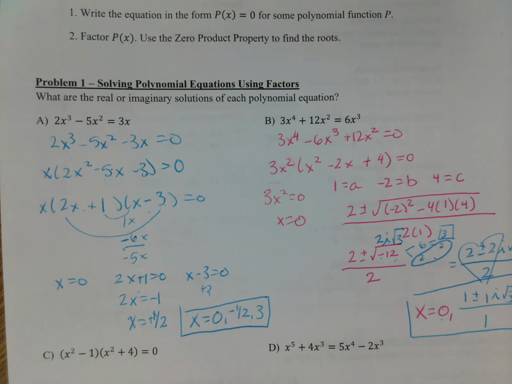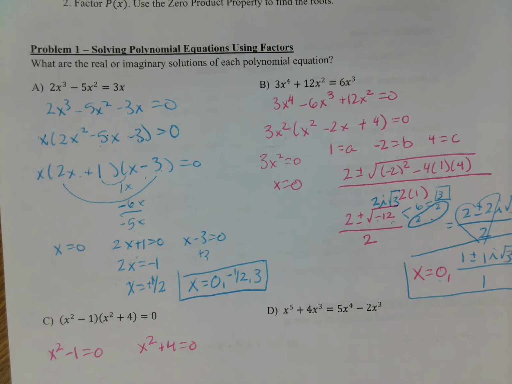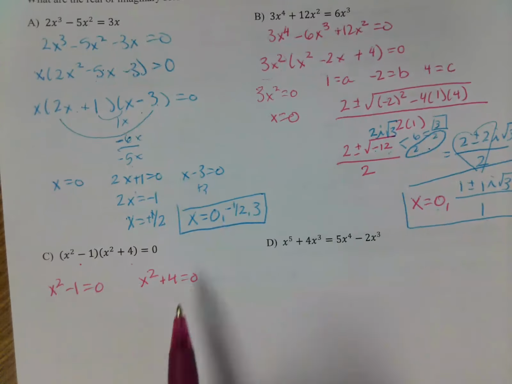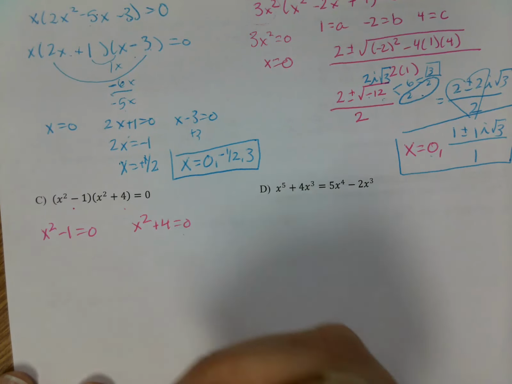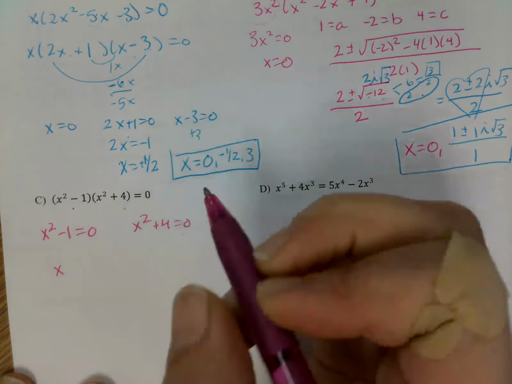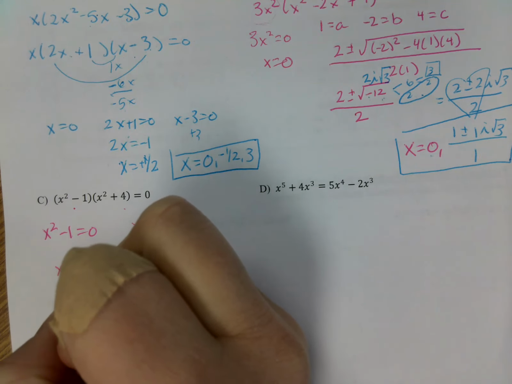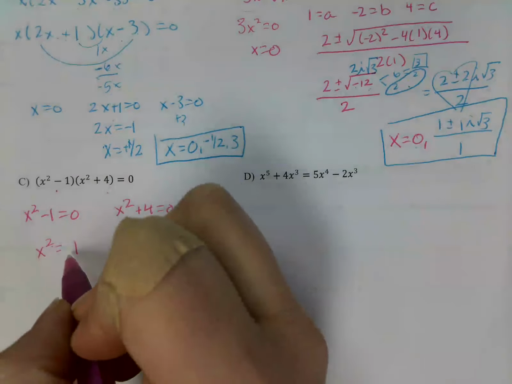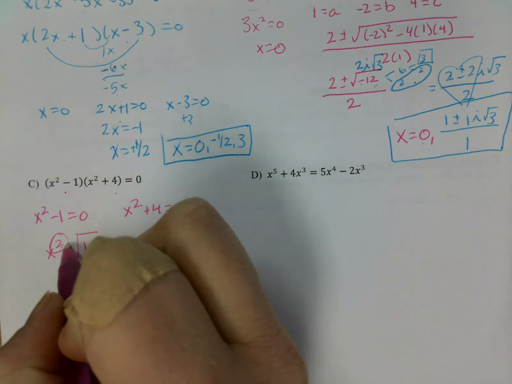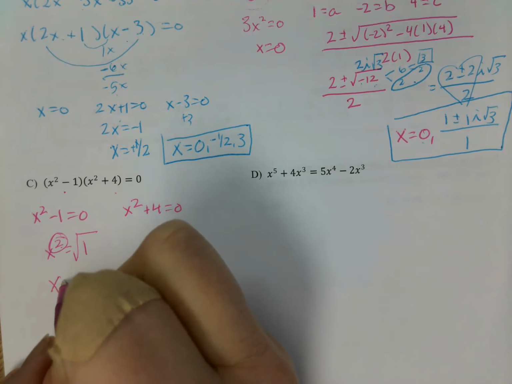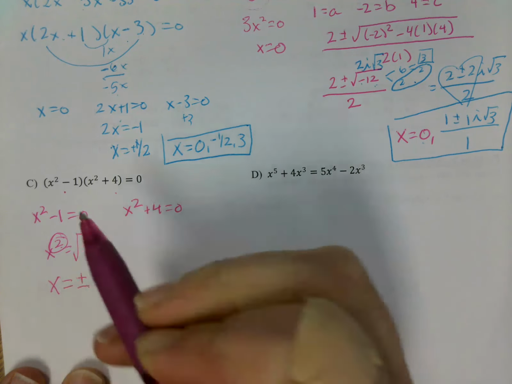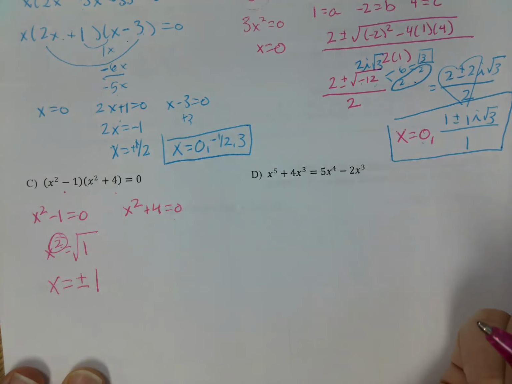I want you to pause the video and try to do C by yourself. Since this is already factored, I can already set these equal to 0. Here I would take this, or x squared is equal to 1. Opposite of squaring something is taking the square root. Remember, I should have two answers for this. So x would be equal to positive or negative the square root of 1, which is 1.